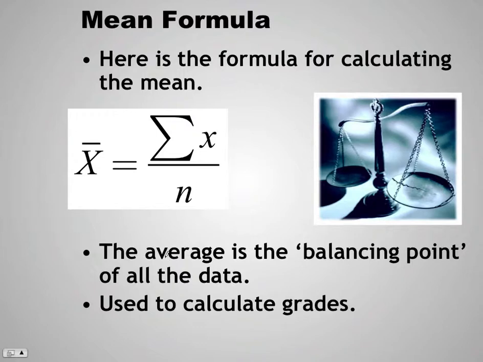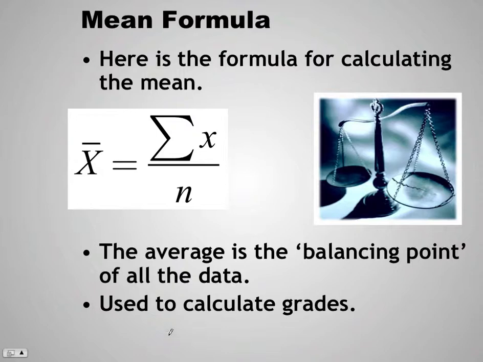Now this average is considered the balancing point of all the data. So if you were to put all the pieces of data on like a ruler or something, the mean would be the point at which all the pieces would balance. Okay, just balances them all.